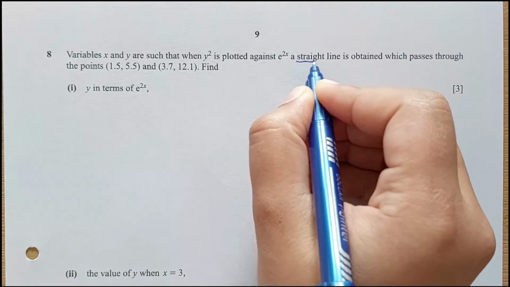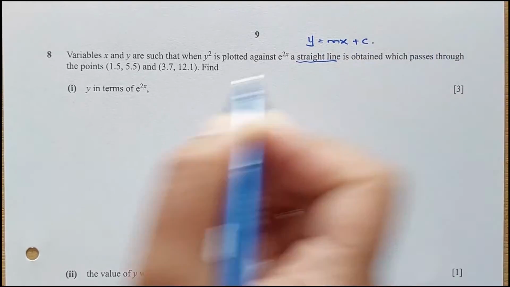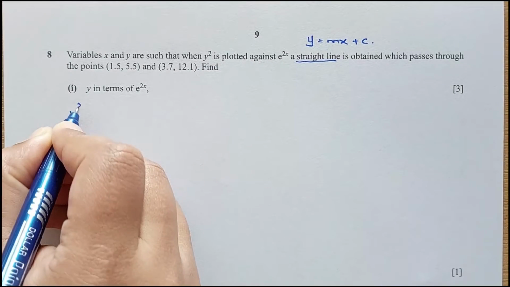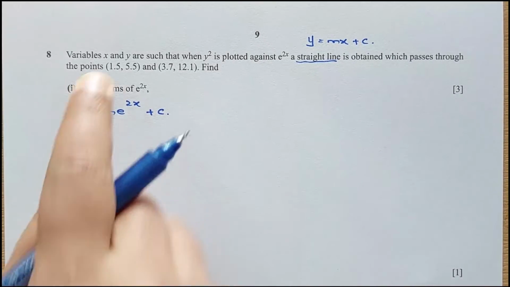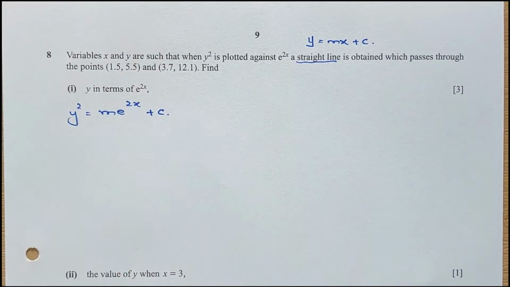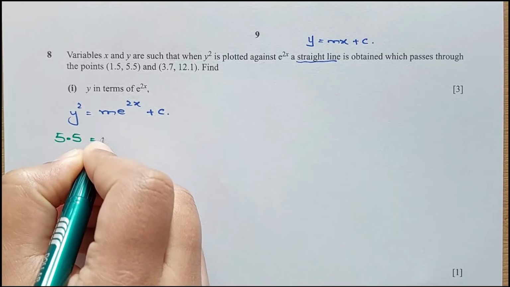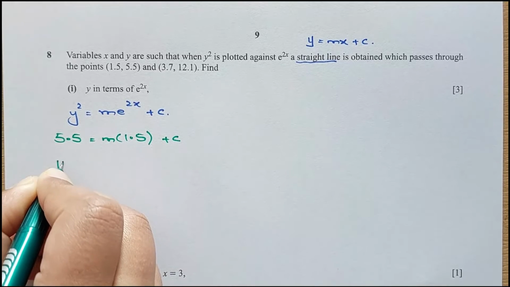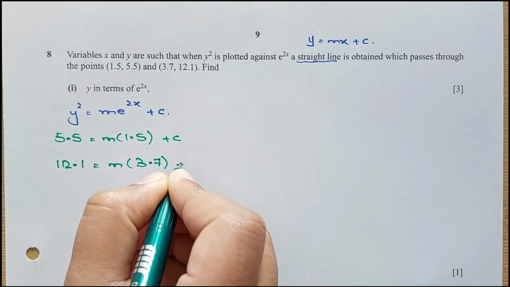So it is a straight line, so we know that the straight line is y equals mx plus c, right? In this case, y is y square and x is e power 2x. So we can say y square equals m e power 2x plus c. Now we have to substitute the two points. The first is your e power 2x coordinate and the second is your y square coordinate. Substituting the first point: 5.5 equals m times 1.5 plus c. The second point: 12.1 equals m times 3.7 plus c.